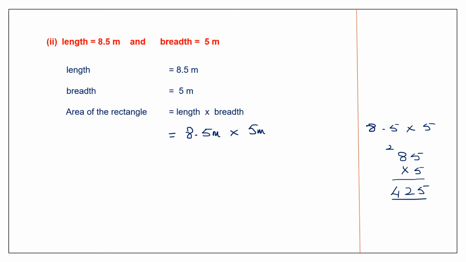Now back to the question. There's one decimal place. Our answer also should have one decimal place. So here we have 42.5. So this is the area of the rectangle. Now let's put the units. The unit here is meter. So for area, it is square units, so meter square. So the area of this rectangle is 42.5 meter square.